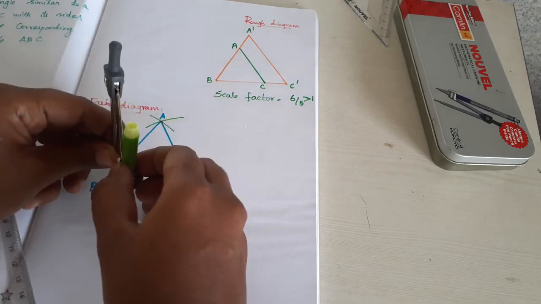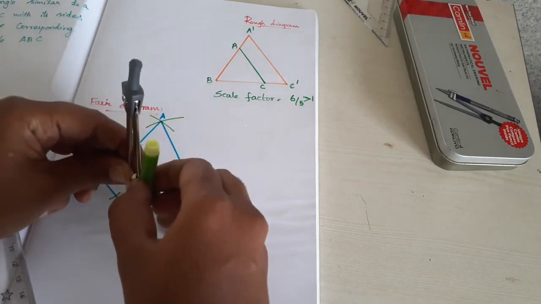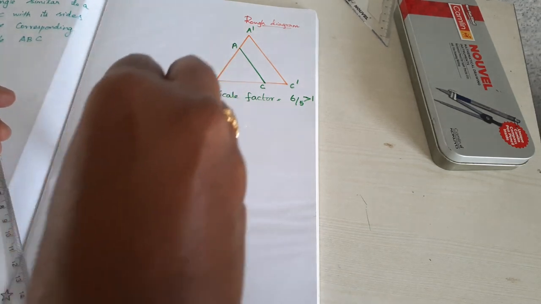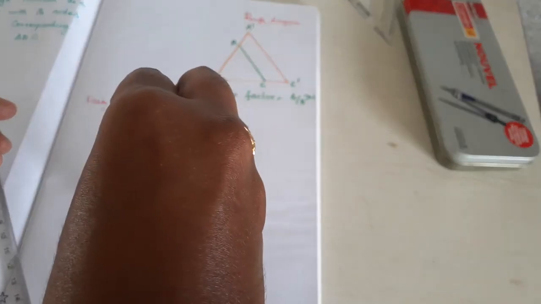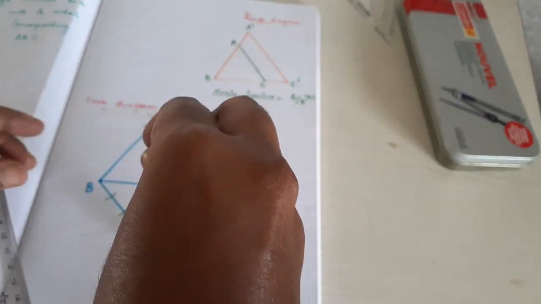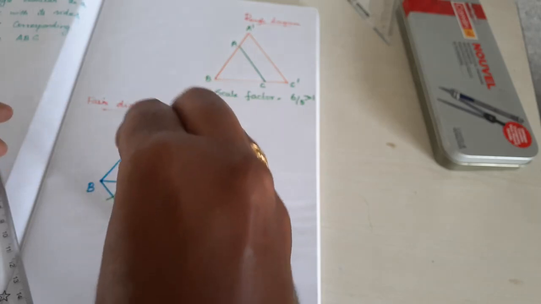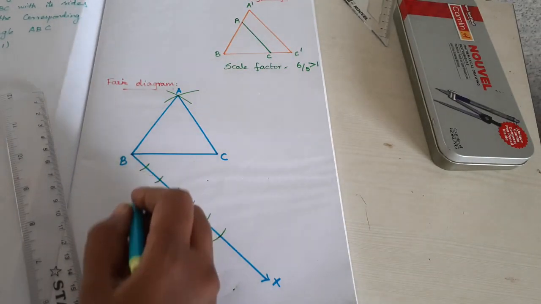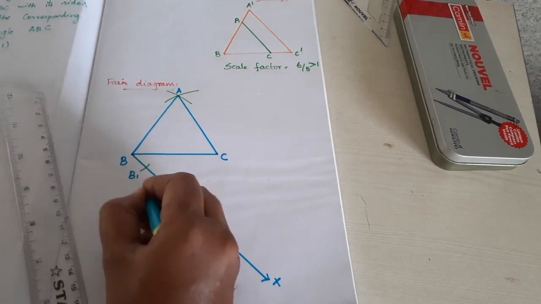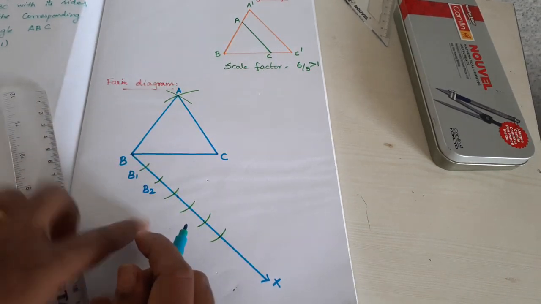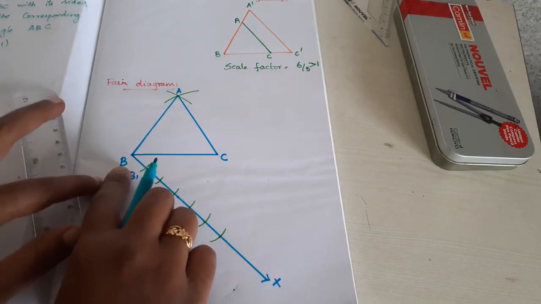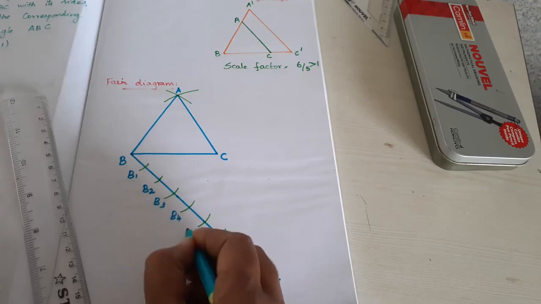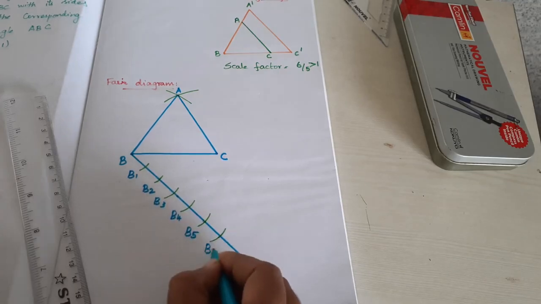1, 2, 3, 4, 5, 6. Got it students? 6 arcs I have drawn. So here see, just I am going to give the name B1, B2. Here B means B1, B2. There Q means Q1, Q2. Based on that letter we need to give. So B3, B4, B5, B6.